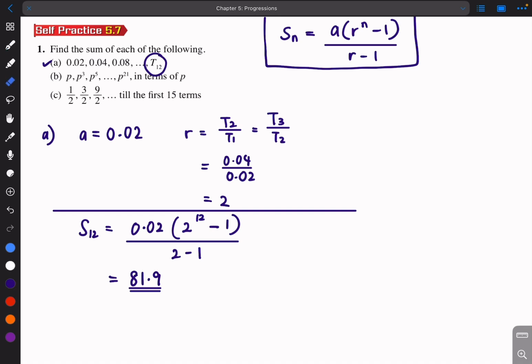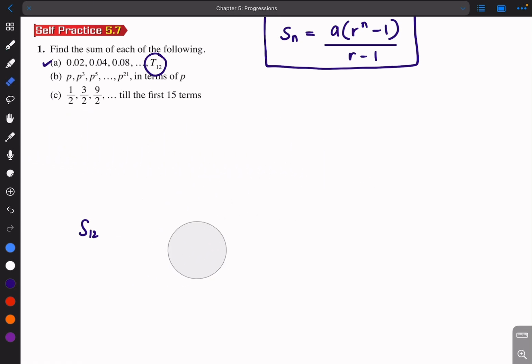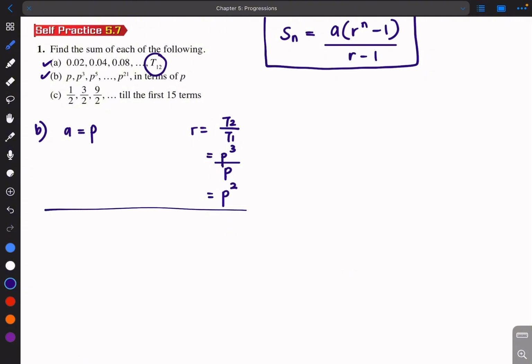Okay. Let's look at B. Same thing, let's find what is A and what is R. So A is P, R will be T2 over T1. So T2 is P cube, T1 is P. So P cube over P. P cube divided by P is P squared. Okay, so now we have the value of A and R.